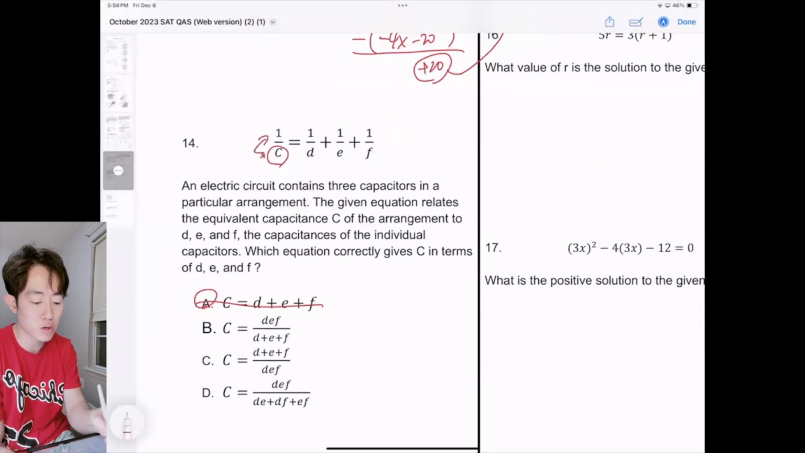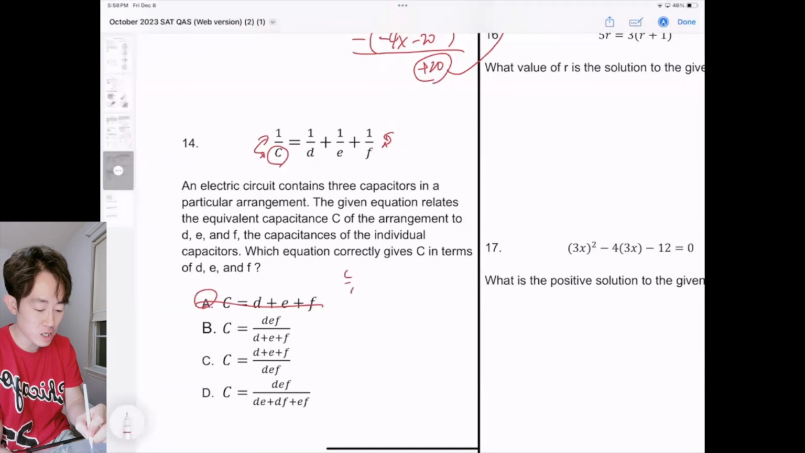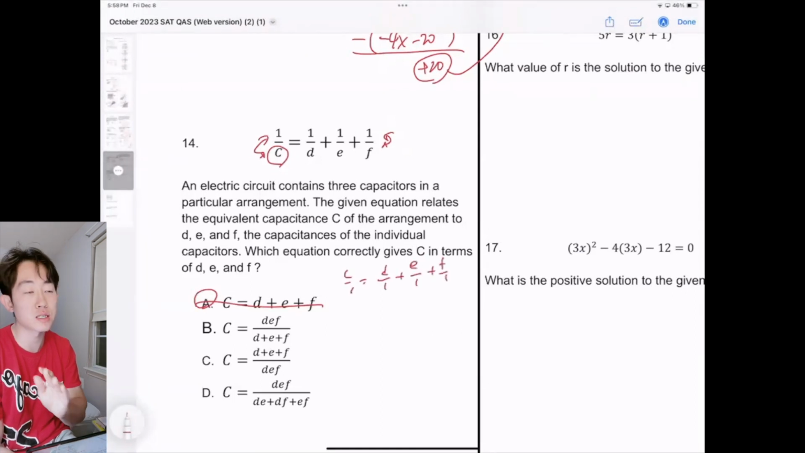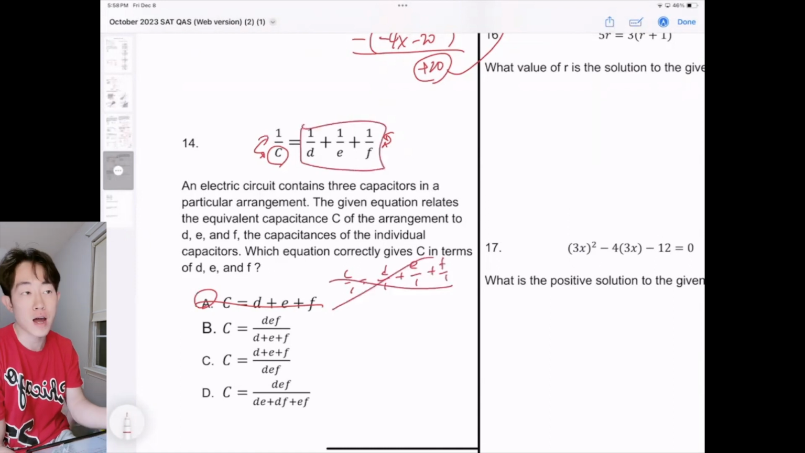Because, oh, you know, I can just swap top and bottom, and then it's C over 1 equals D over 1 plus E over 1 plus F over 1, which is just complete nonsense here. So let's not do that. Anytime you're given a fraction like this, please make sure you understand that the first and foremost step is always common denominator.